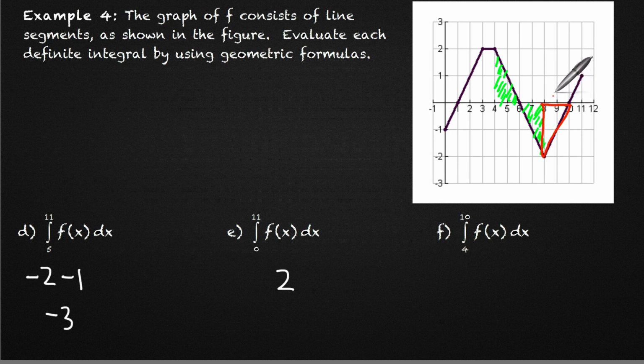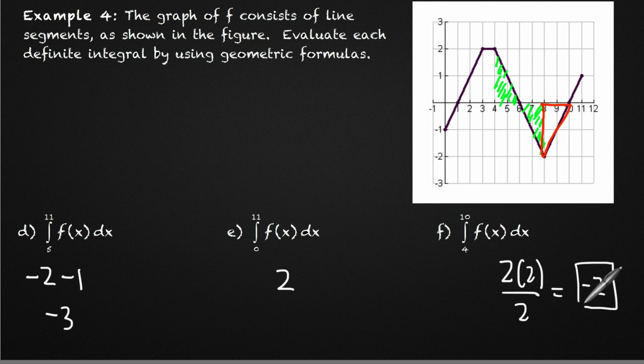And so this triangle looks like it has a base of 2 and a height of 2. So that's going to be 2 times 2 divided by 2, base times height divided by 2, which is 2, but it's all underneath the x-axis, so that's going to make it a negative 2.